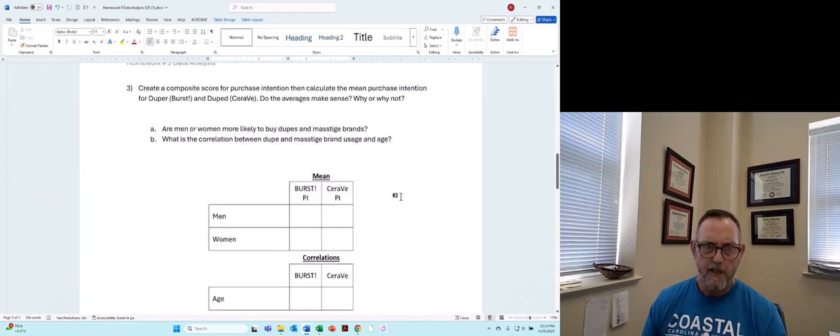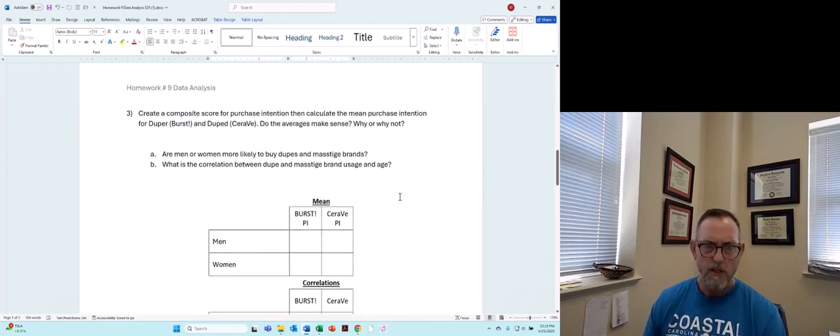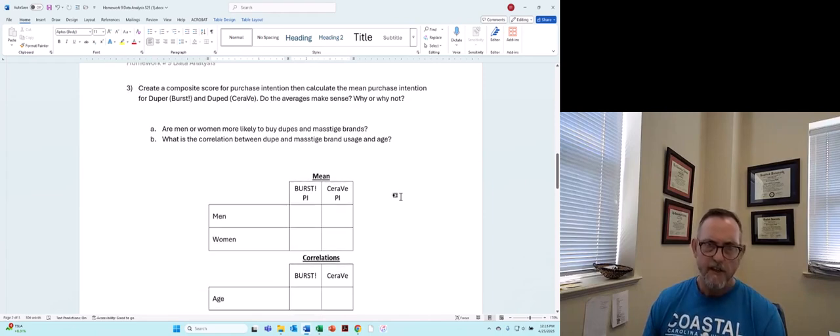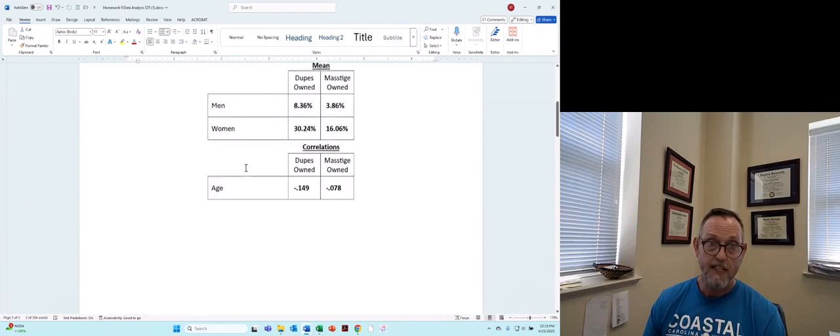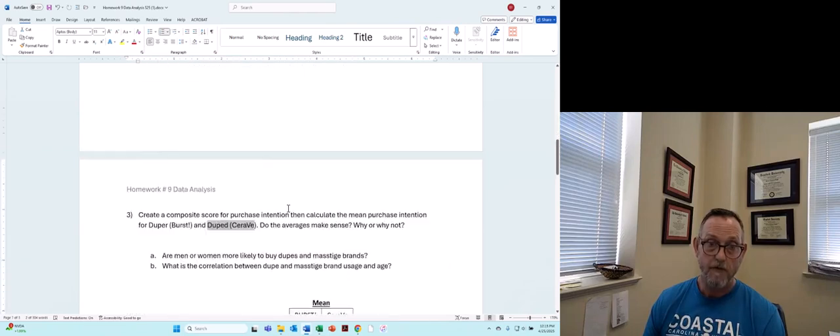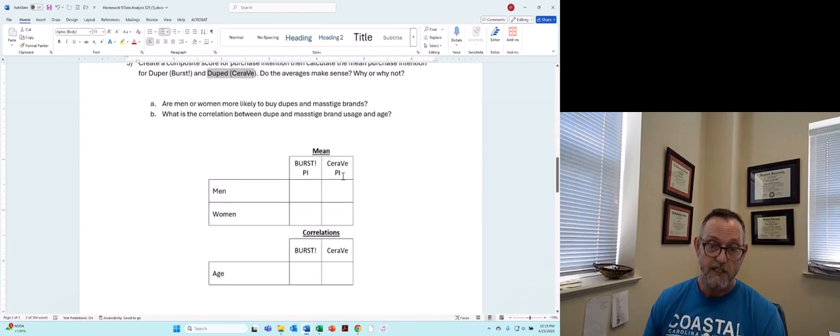Number 3 here, create a composite score for purchase intention, and then calculate the mean purchase intention for the dupe brands, the Burst brand, and the CeraVe brand. Do the averages make sense? And then why or why not? And then we have the same activity up here, only now for purchase intention by brand.